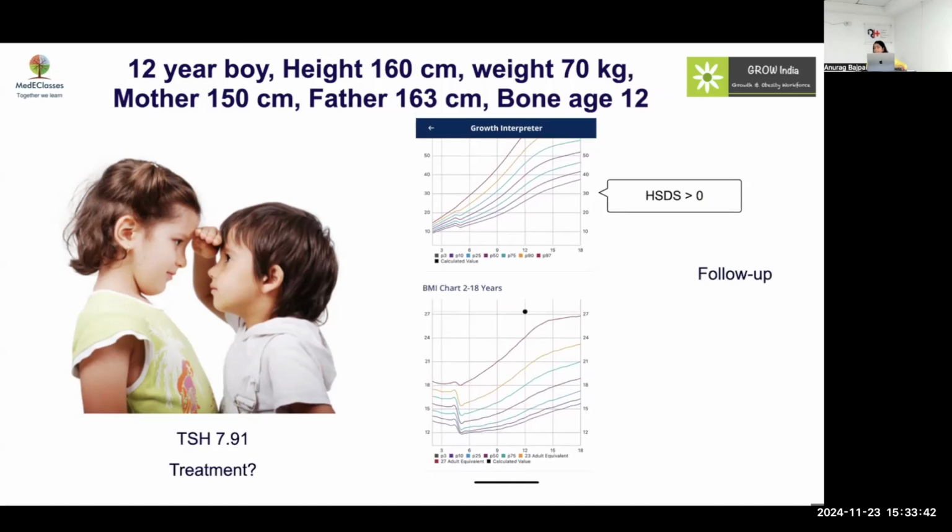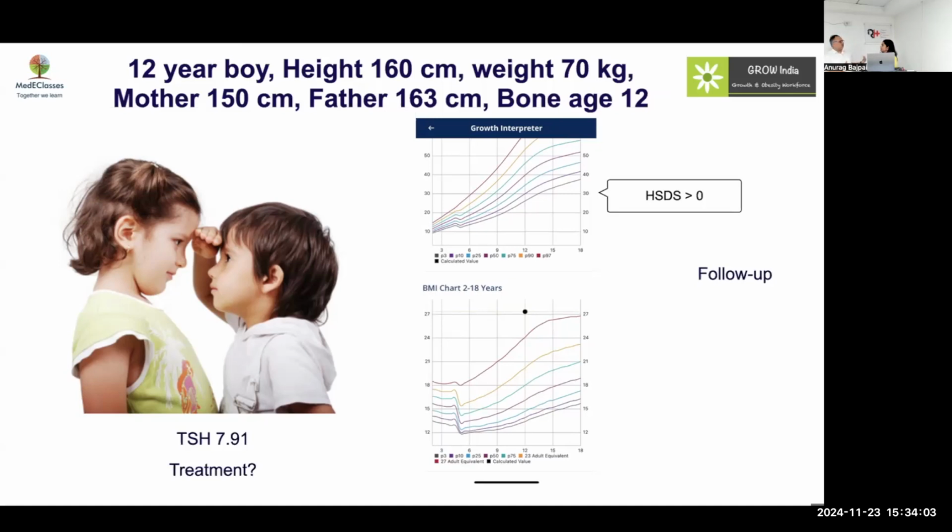Again, we are looking at the height SDS. What we found out is that if your height SDS is more than 0, in the normal range, then the chance of pathological obesity is much less. And this TSH is, as we have discussed so many times, just part of the normal response to obesity. It is the effect of obesity, not the cause of obesity.